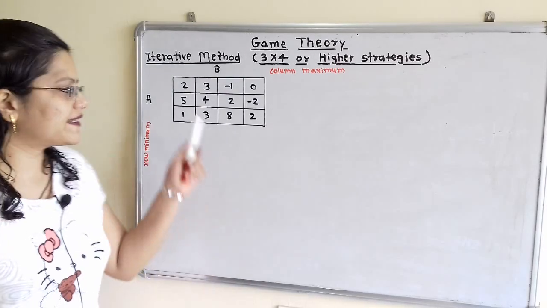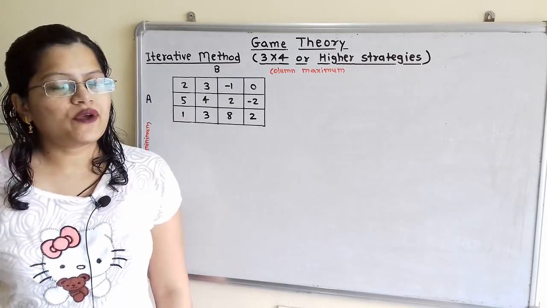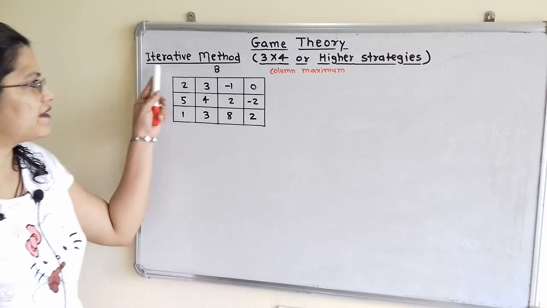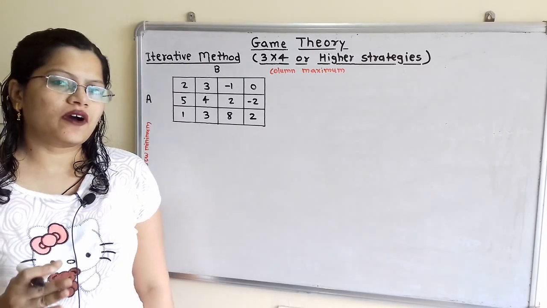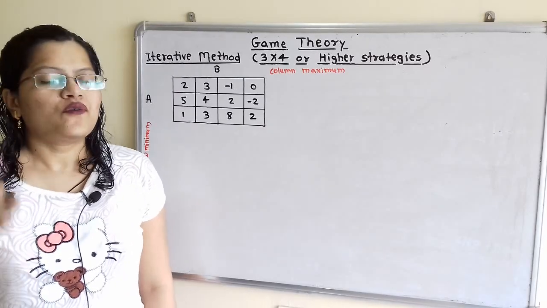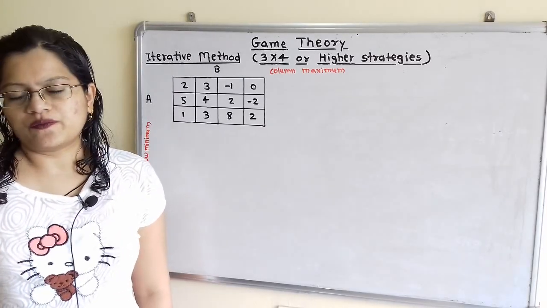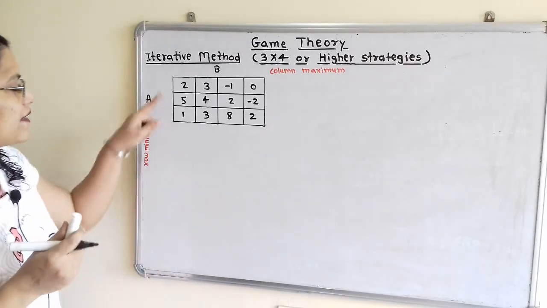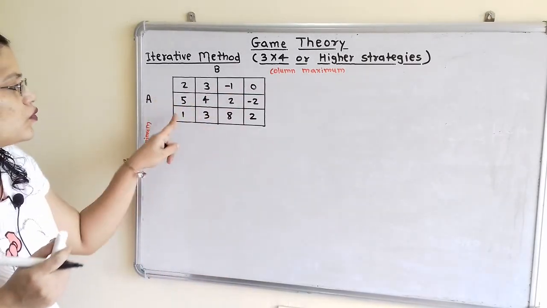This is the given 3 by 4 matrix. Now we have to solve this matrix by the iterative method. So what is the first step in the iterative method? We have to choose any row. If we observe, we can choose row 1, row 2 or row 3.